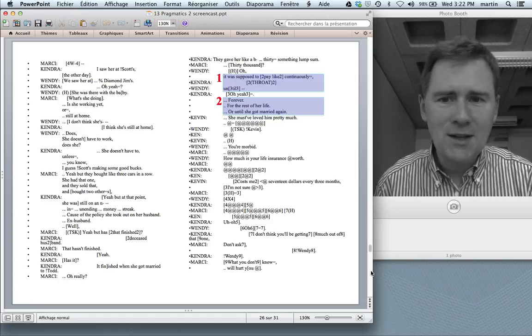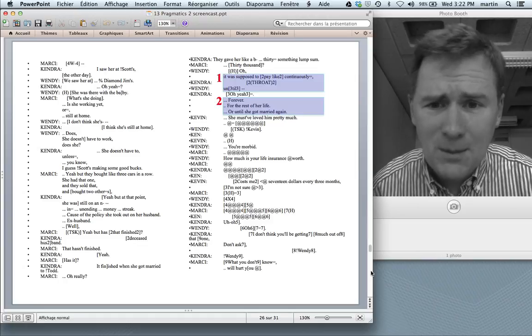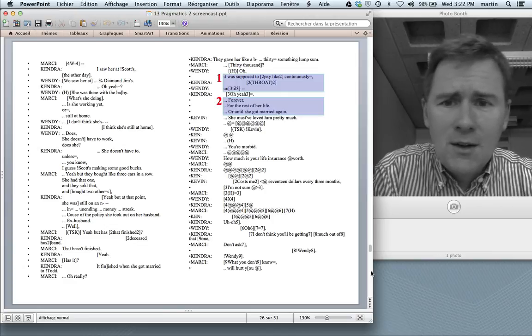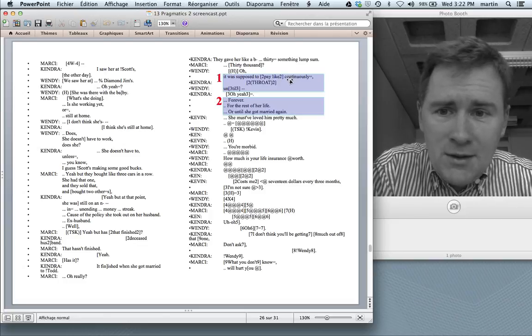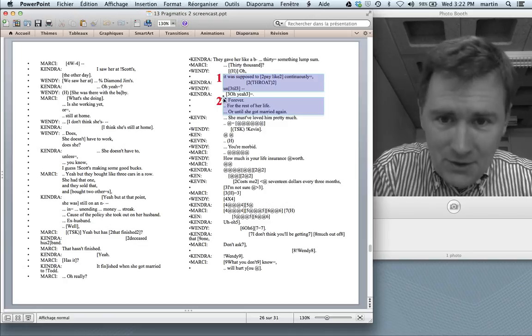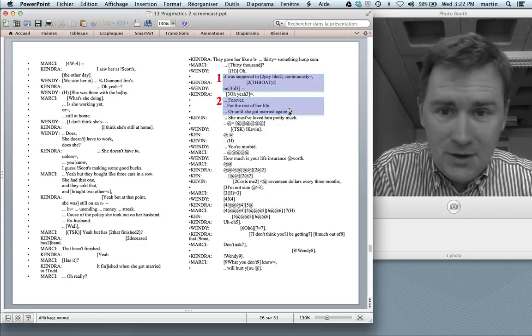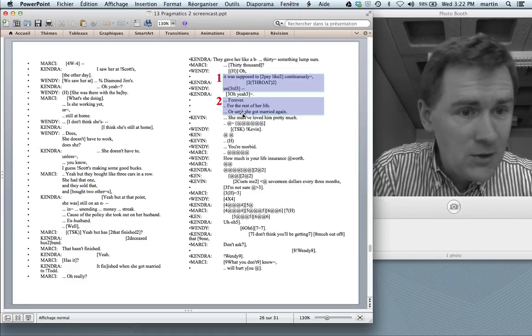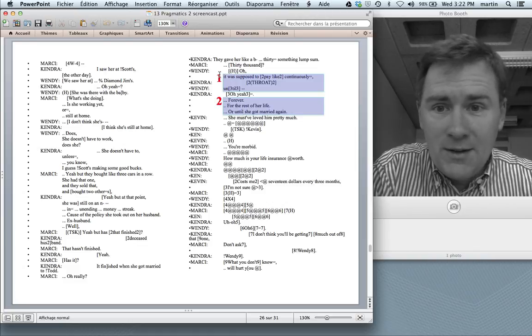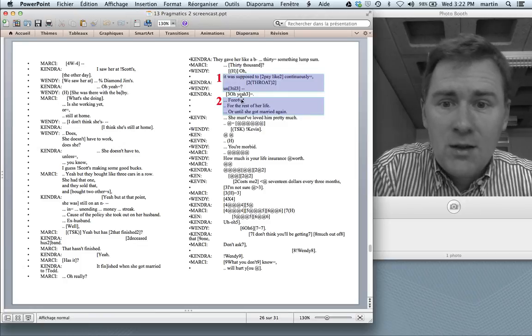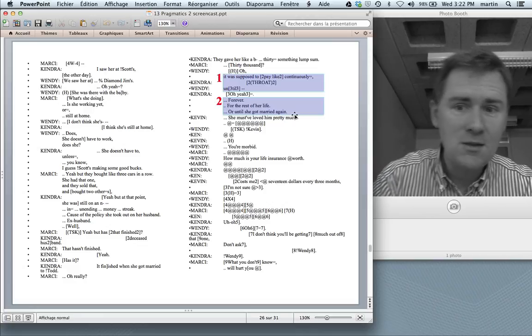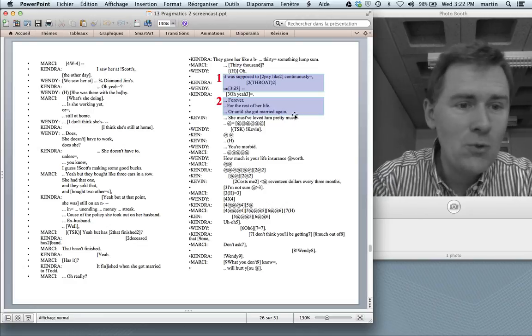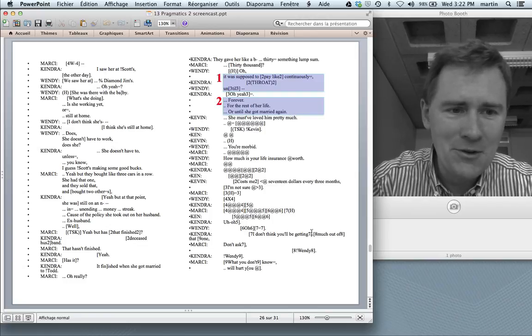Let's see, I have one example of co-construction here in the transcript. Wendy says, oh, it was supposed to pay like continuously until, and Kendra says, forever, for the rest of her life, or until she got married again. So you notice that we can construct a whole sentence out of this. We can take Wendy's, it was supposed to pay for the rest of her life, or until she got married again. Wendy provides the first part of the sentence, Kendra provides the second part, co-construction. Constructing something together.